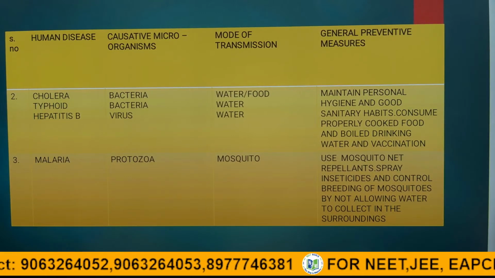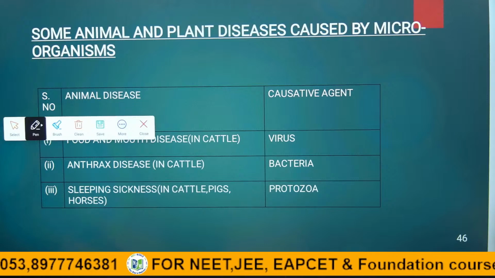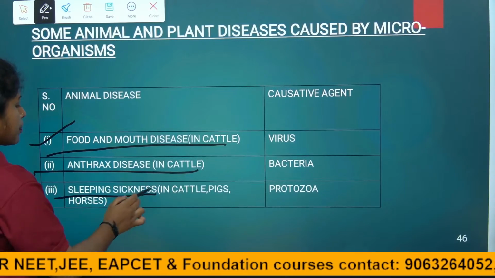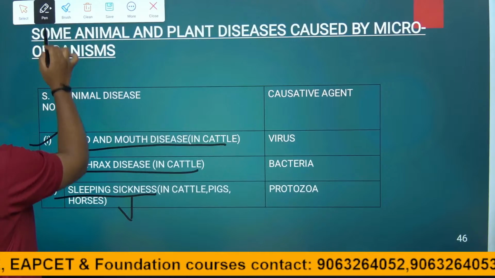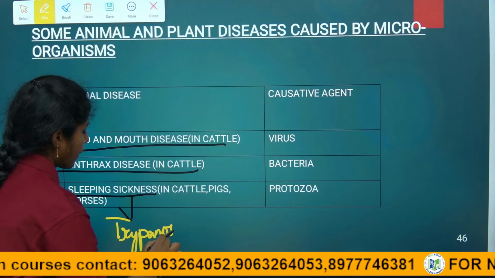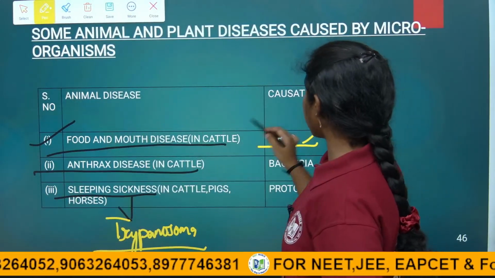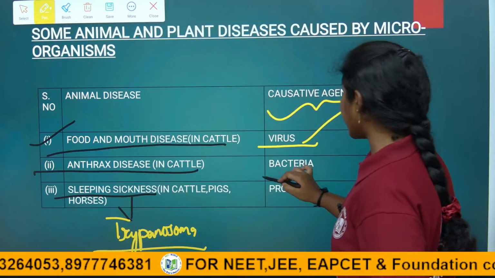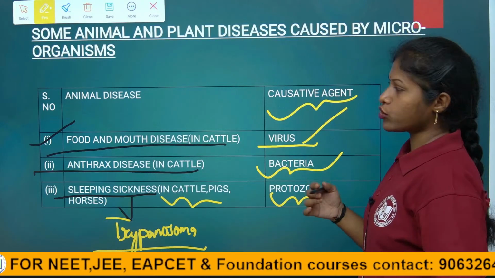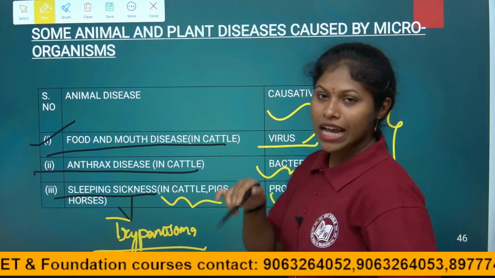And coming to the animal diseases, here are some of them: foot and mouth disease in cattle, anthrax disease in cattle, and sleeping sickness, which is caused by trypanosoma, a protozoa. The foot and mouth disease is caused by a virus, the anthrax disease in cattle is caused by bacteria, and the sleeping sickness in cattle, pigs, and horses has protozoa as the causative agent. These are some of the animal diseases caused by microorganisms, mostly asked in the competitive field.